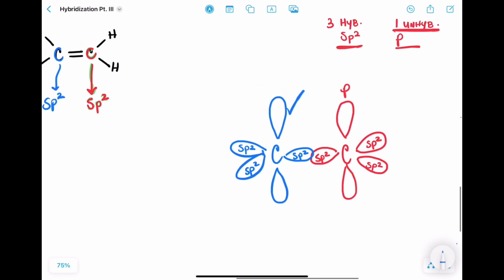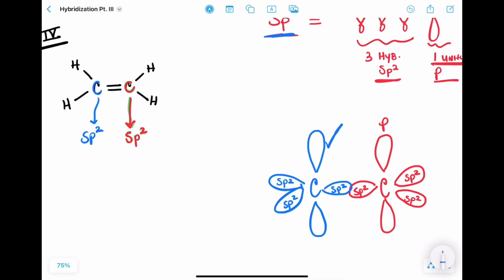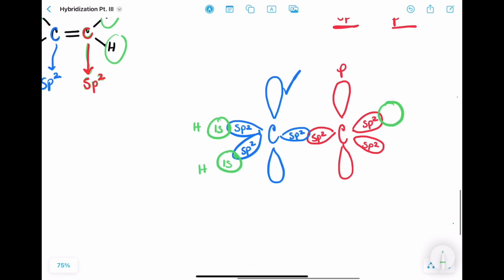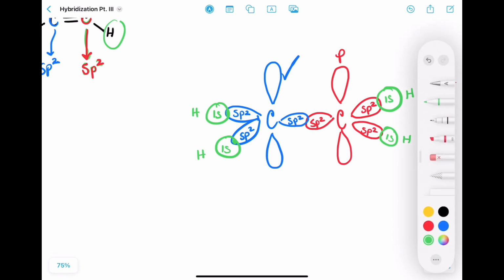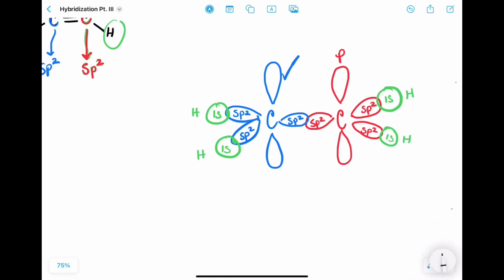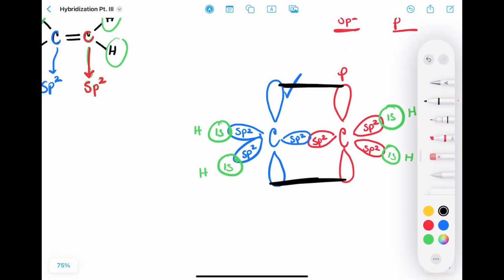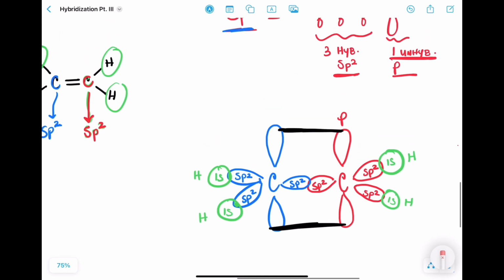So now that we've drawn in the carbons, let's now add the 1s hydrogens. So let's go to green. There we go. We need to draw here's my 1s. There's my hydrogen. Here's my 1s. And there's the overlap. And then there's my 1s. It's a hydrogen. It's a 1s orbital. There we go. And then now what we do is we essentially draw that these p orbitals are overlapping, forming that double bond. All right?